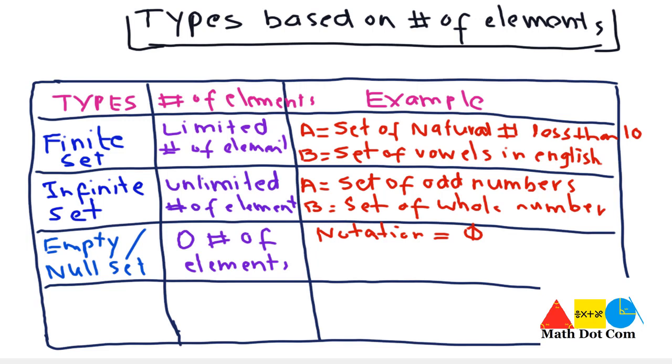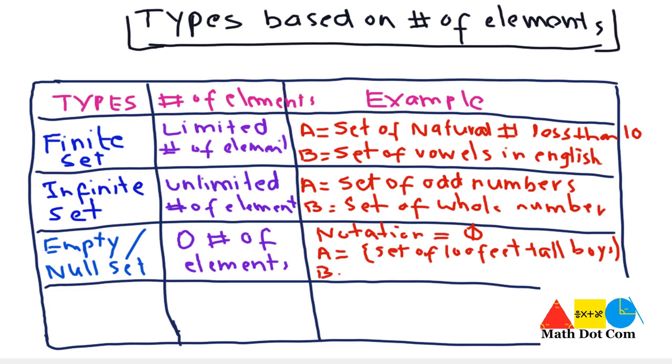Other than that, an example of an empty set is the set of 100 feet tall boys. Now, is it possible to have a set of 100 feet tall boys? No, there is no one in the world that has a height of 100 feet. So, what will be the result? The result will be empty. We will represent this set by A equals phi.